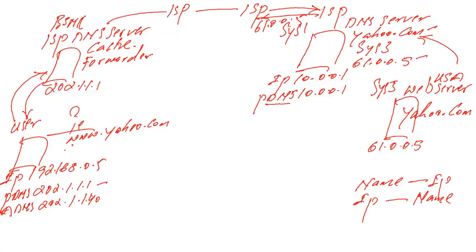Now the client is getting the answer. The website of yahoo.com is 61.0.0.5. On this IP, the web server is hosted. By taking this IP, can we reach the web server to access the website or not? Yes, we can access. So like this, a chain system is there.